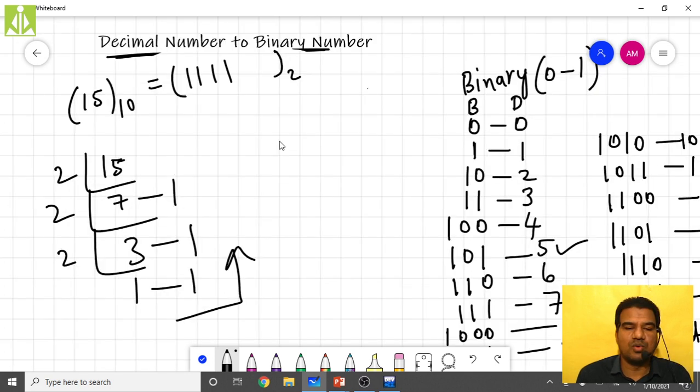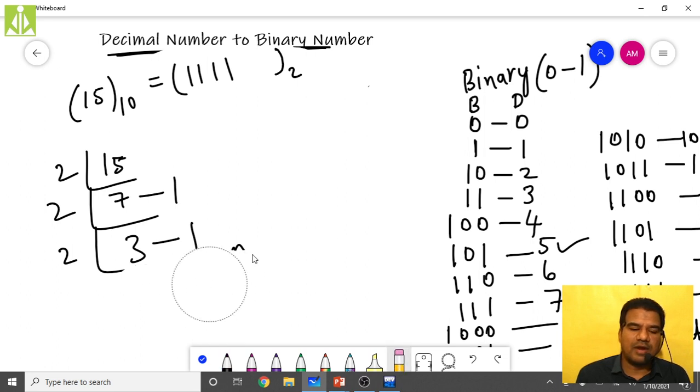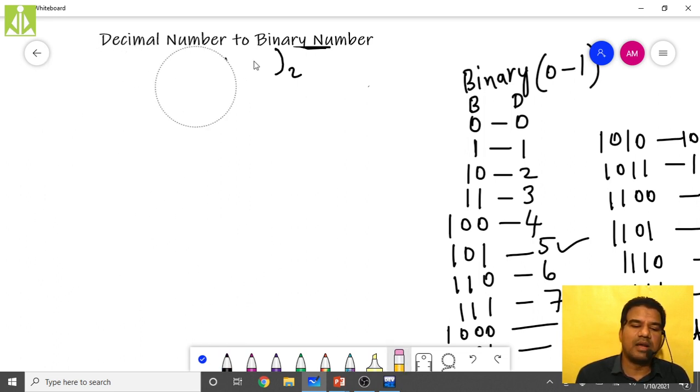So in this way you can convert. Take some random number, some big number, and try to convert. Like I'm taking 121.